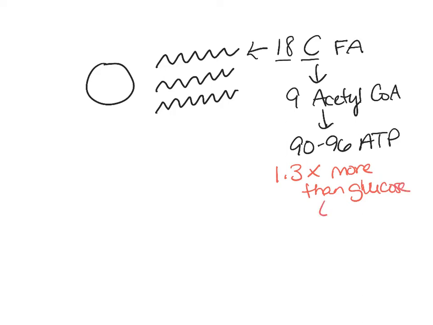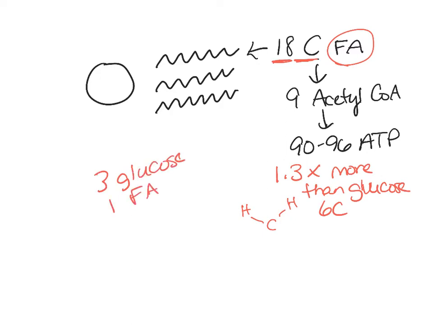So if you remember, glucose was only 6 carbons. Each of those carbons on glucose has hydrogen attached to it, which can be removed and carried off to the electron transport system, where they can be used to create those conditions to make ATP. The fatty acids have 18 carbons in those tails, so they just have a lot more hydrogen that will help to yield more ATP. So in order to yield the same amount of ATP, you would need 3 glucose molecules for every 1 fatty acid.